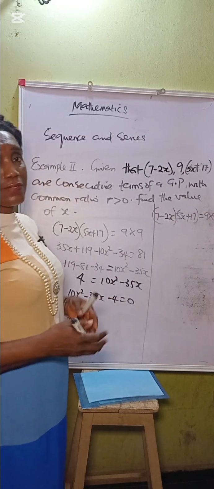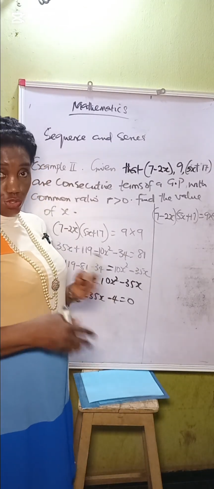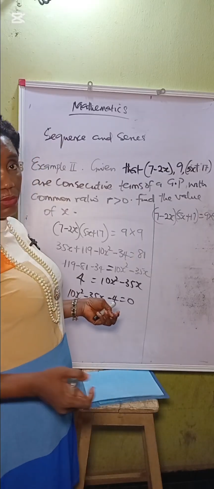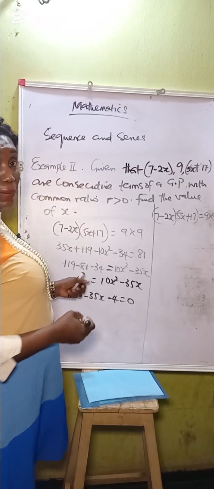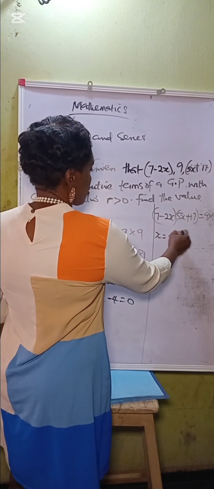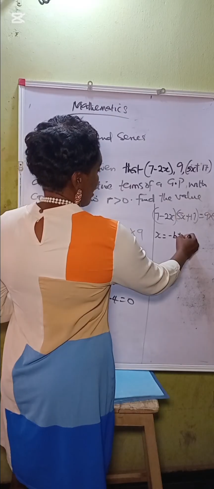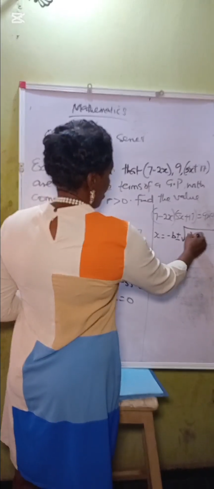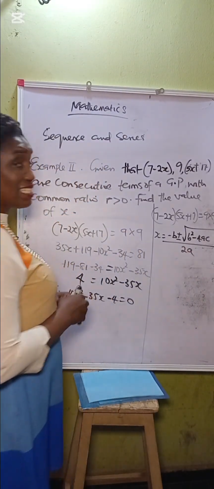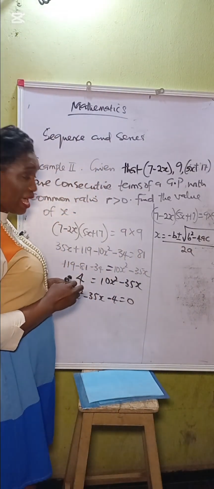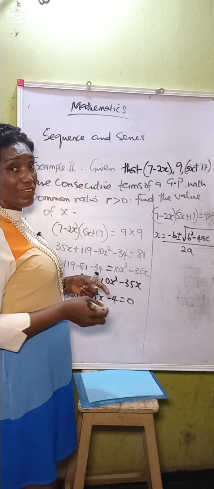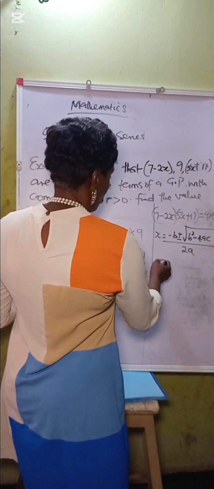We can use the formula so that you can beat the time. You can check whether it can be factorized or use the formula. So let's apply the formula method: x is equal to minus b plus or minus root b squared minus 4ac all over 2a. That's the easiest way to get the value of x, whether it can be factorized or not. Just use the formula method to save your time.